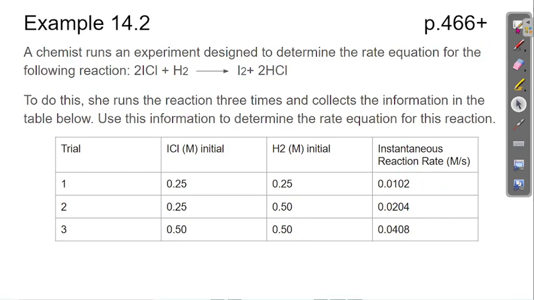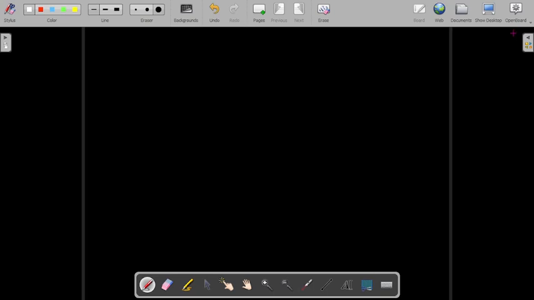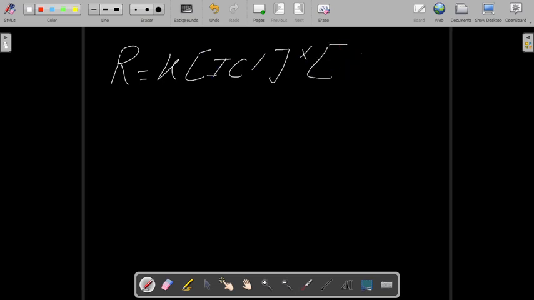Let me write for a minute so we know what we're talking about. The reaction rate equation looks like this: K, concentration of reactant A, to the X, and reactant B, the second reactant, which is going to be our hydrogen, to the Y. So we need to find X, we have to find Y, and we have to find K.